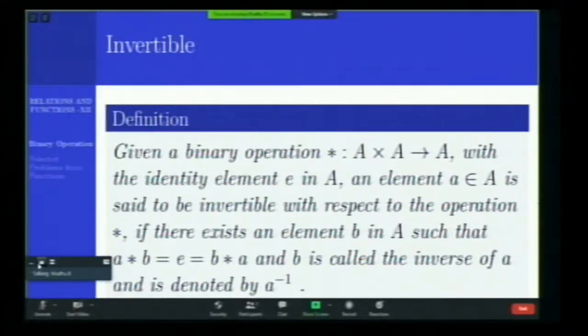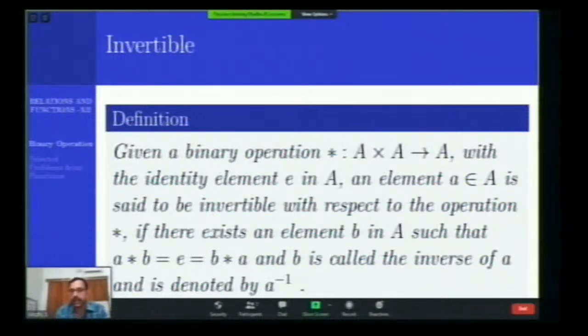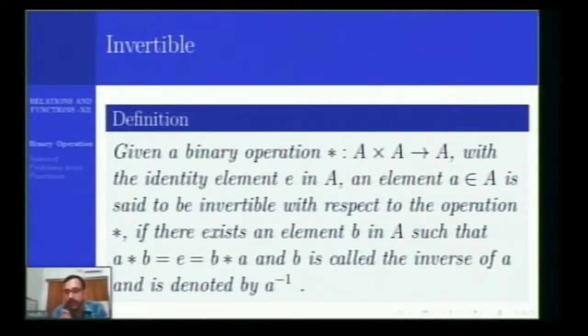Given a binary operation star from A cross A to A, remember, if you want to speak about invertibility or inverse, the identity element should be there. So you need not worry about the inverse of an element in natural numbers with addition, because 0 is not there, identity is not there. Whenever identity element E is there, only then do you speak about inverse. Given a binary operation star from A cross A to A with the identity element E in A, an element A in A is said to be invertible with respect to the operation star if there exists another element B in A such that A star B equals E and B star A equals E, and B is called the inverse and is denoted by A inverse.